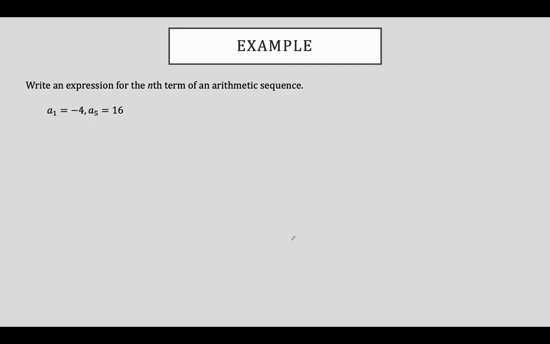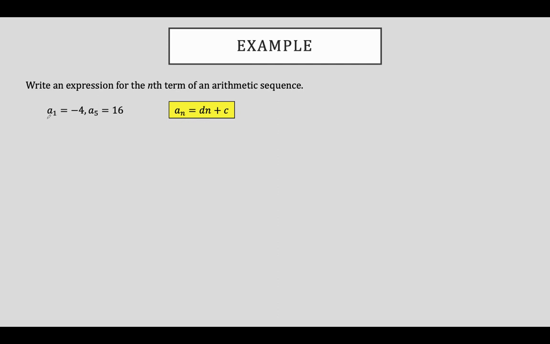Let's try another one here. Write an expression for the nth term of the arithmetic sequence. a1 is equal to negative 4, a5 is equal to 16. Now, in this case, we're not given the common difference. So our problem-solving process is going to be a little bit different. Still, we know that our final answer should follow this format: a subscript n is equal to dn plus c.